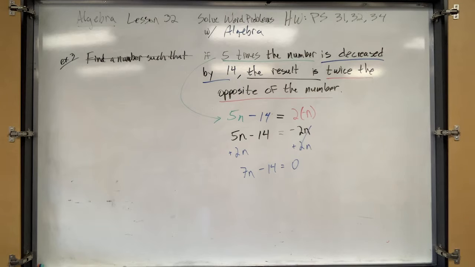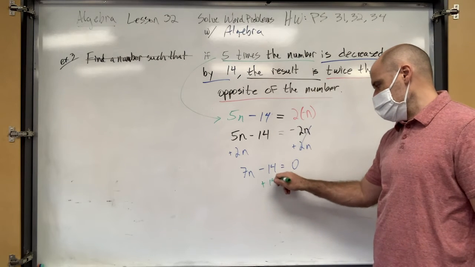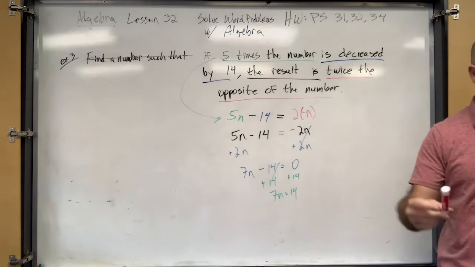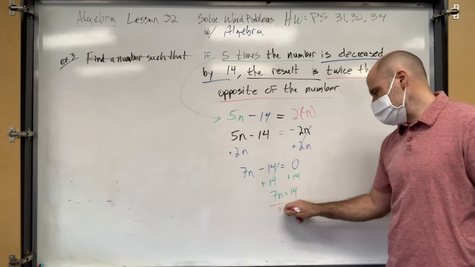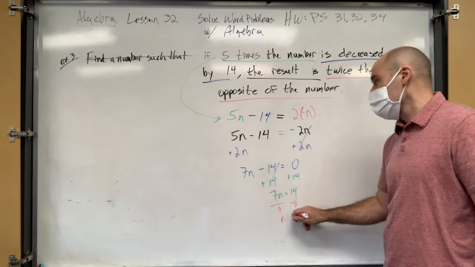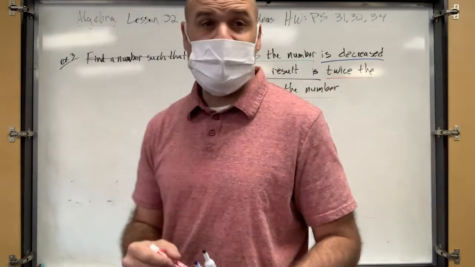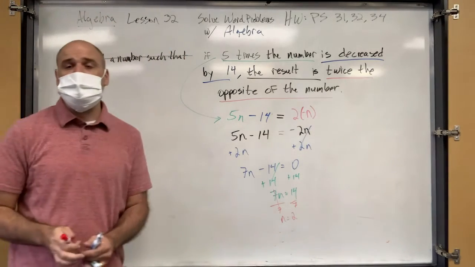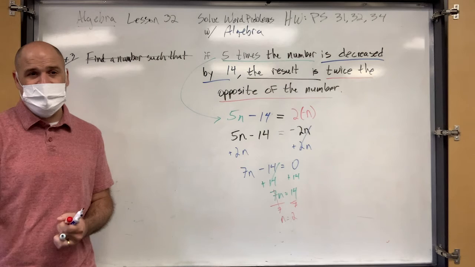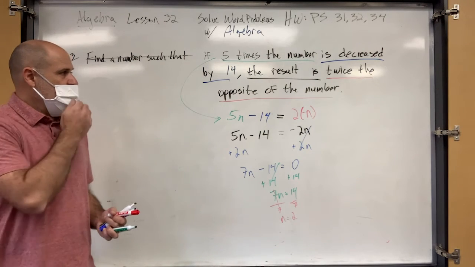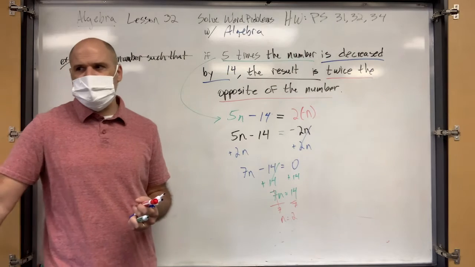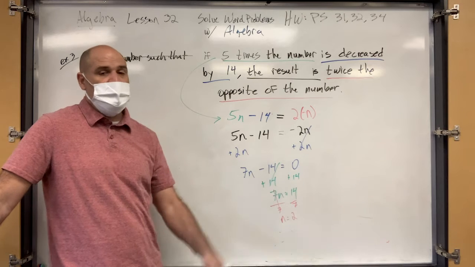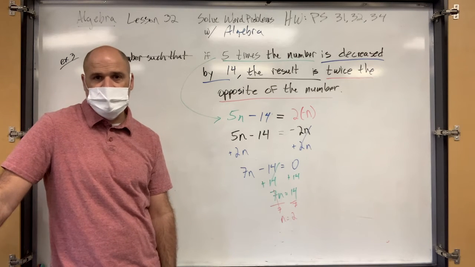How do you get rid of minus 14? Add 14. So 7n equals 14. What's n? 2. All right, let's just make sure it works. 5 times the number, so 10, right? If the number is 2, 5 times the number is 10, decreased by 14. What's 10 decreased by 14? Negative 4. The result is twice the opposite of the number. What's the opposite of the number? Negative 2. So what's twice negative 2? Negative 4. You get negative 4 on both sides. That works. Okay?